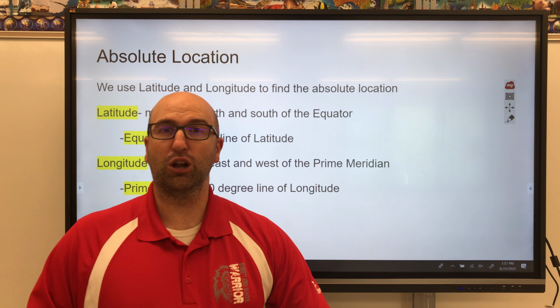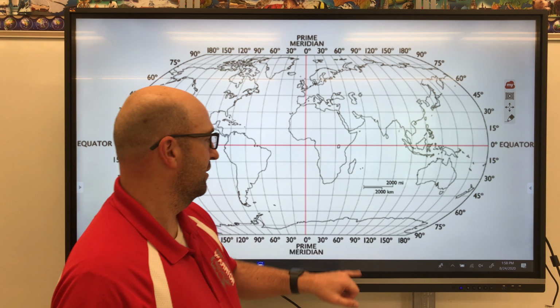For longitude, our main line is the prime meridian. And then we have the vertical lines going both west and east of the prime meridian. So longitude measures that distance, how far something is either east of the prime meridian or west of the prime meridian.